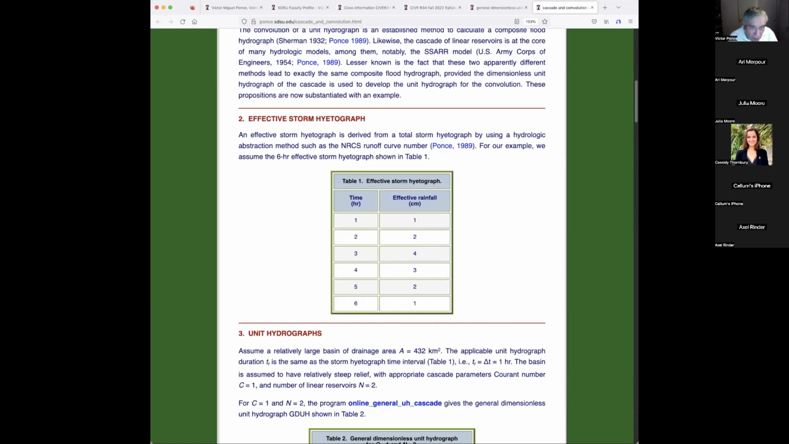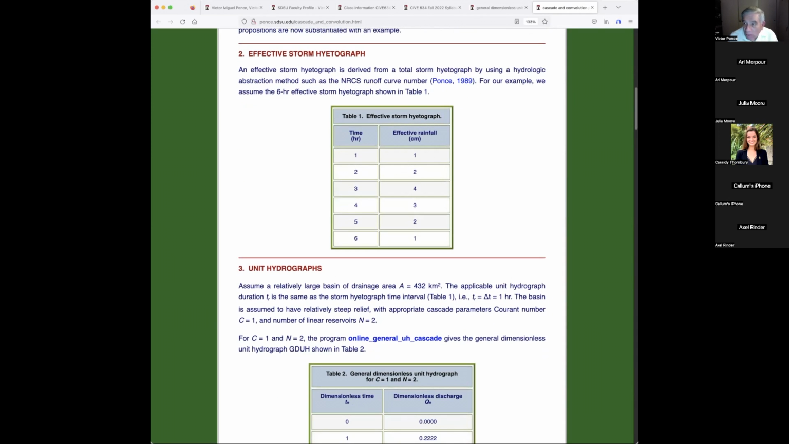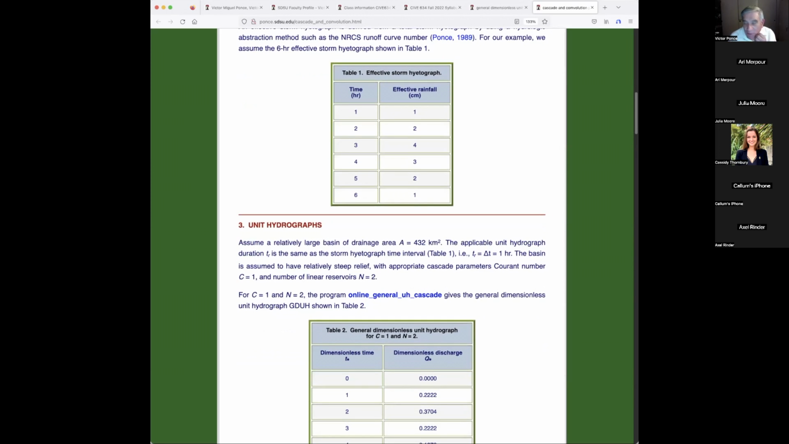Okay, first of all, we have to pose an effective storm hydrograph, which is derived from a total storm hydrograph by using a hydrologic abstraction method such as the curve number. At any rate, I have in here an easy way. This is an example of 6 hours of effective rainfall, meaning we already subtracted the infiltration. Infiltration is not part of this problem. Effective rainfall, as you know, is what runs off only. So we have 1 centimeter in here. In the second hour, 2 centimeters, 4 centimeters, 3 centimeters. It goes up and down like some sort of storm. Okay, it's just numbers that we're going to play around with today.